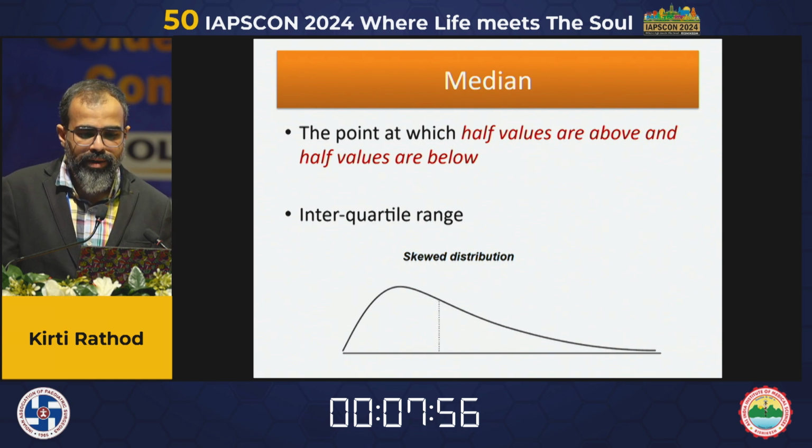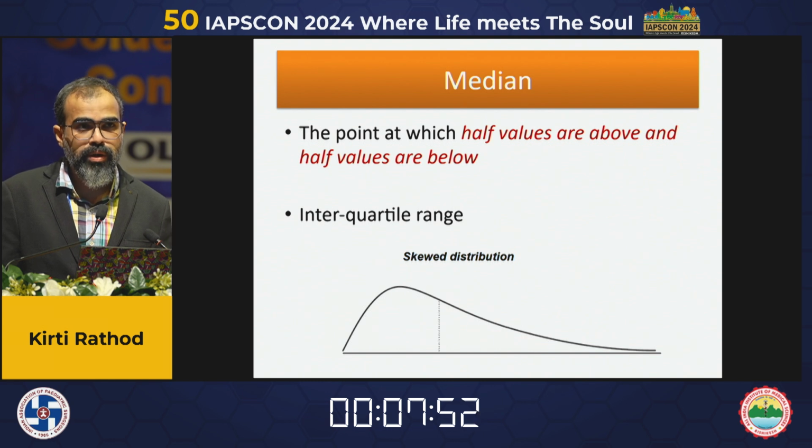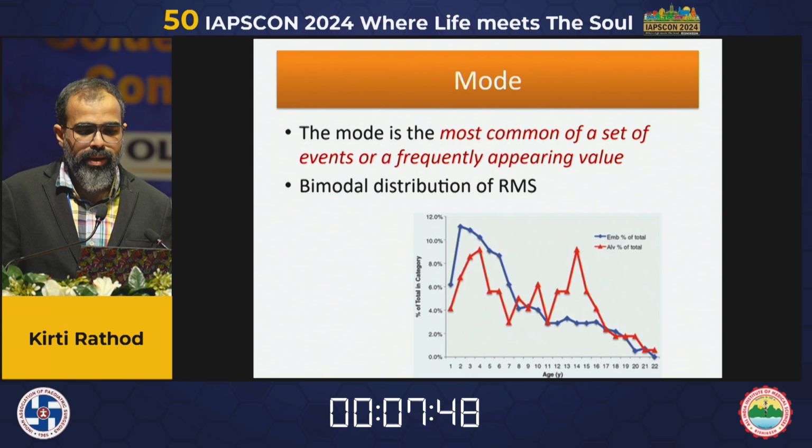Median is the point at which half the values are above and half the values are below. In this case, we don't use standard deviation, we use interquartile range. And the rarely used measure is mode, which is the most common value, frequently appearing. Like we know about rhabdomyosarcoma, which has a bimodal distribution age-wise, infancy first and then during teenage.